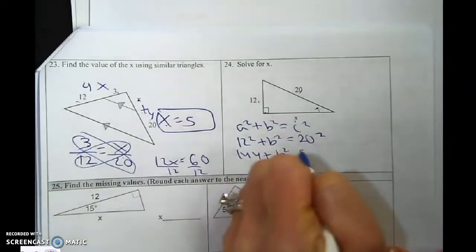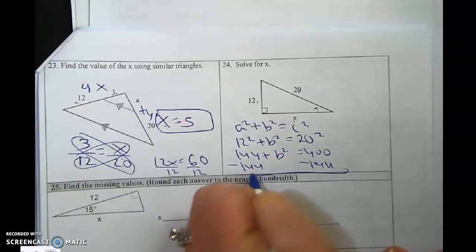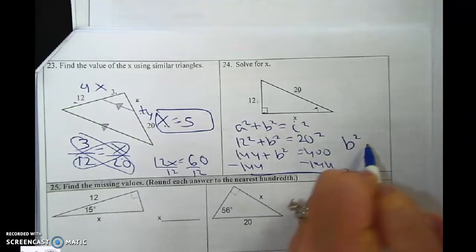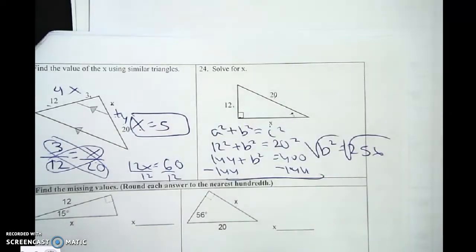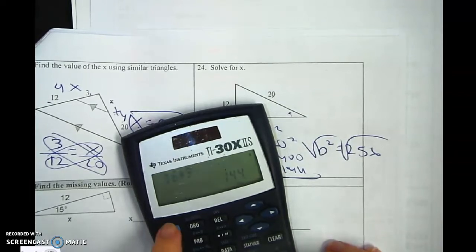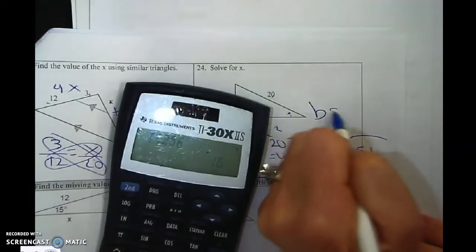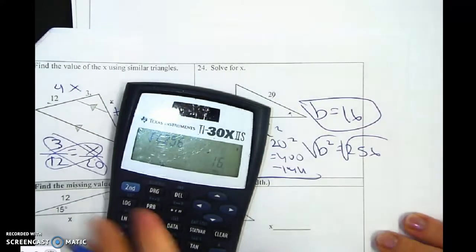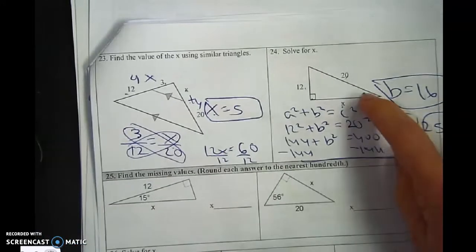144 plus b squared equals 400 minus 144. B squared equals 256. Square root, square root. I think it's 16, but I'm not 100% sure. That's right. Yay for me. B equals 16. Okay.